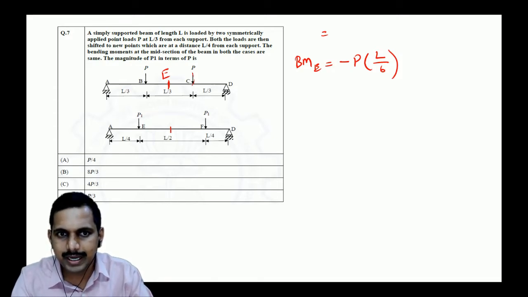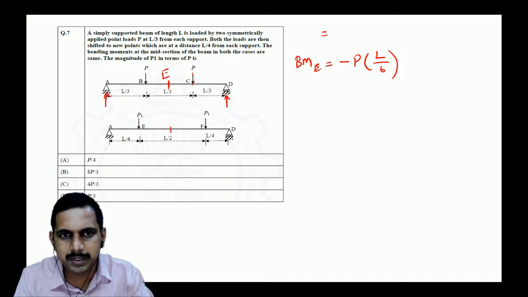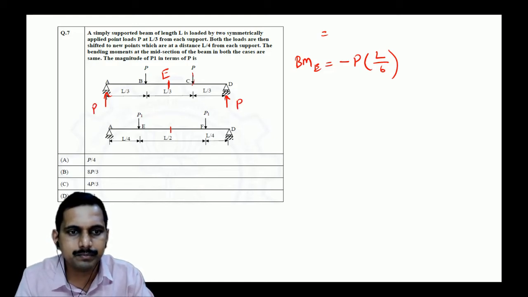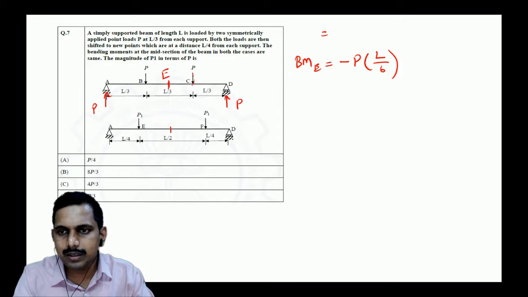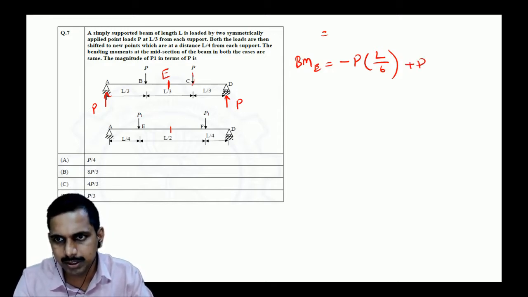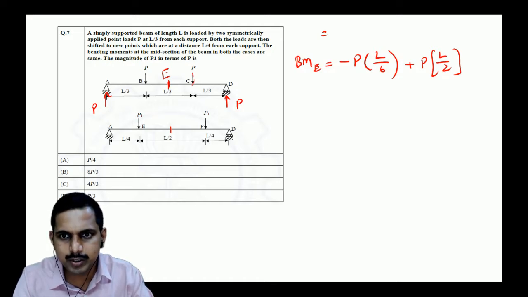And then over this, what would be the reaction over here? Because this is P and it is symmetrical and there are no horizontal forces, this becomes P and P. So it is a similar thing. It will be plus P because it induces a sagging bending moment. So plus P into L by 2, correct? This is the bending moment at E for the first one.